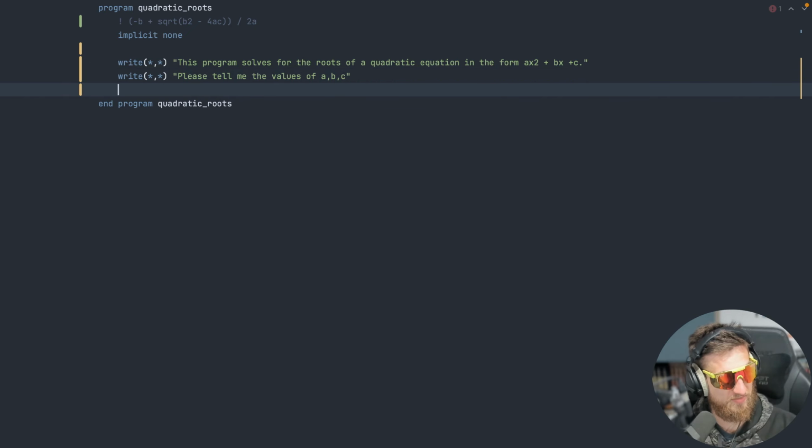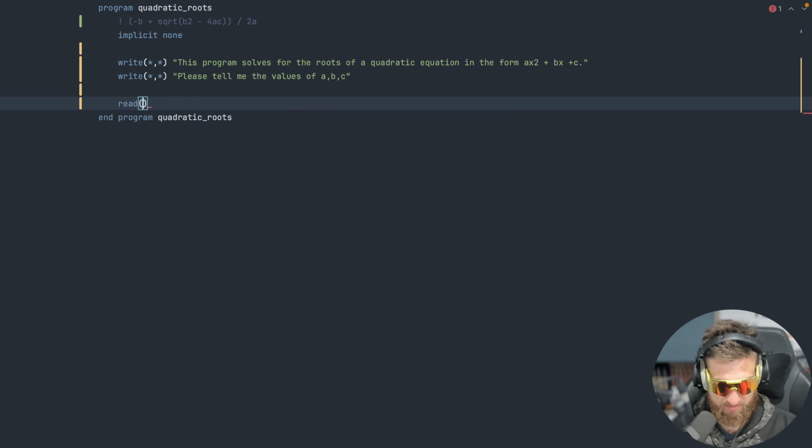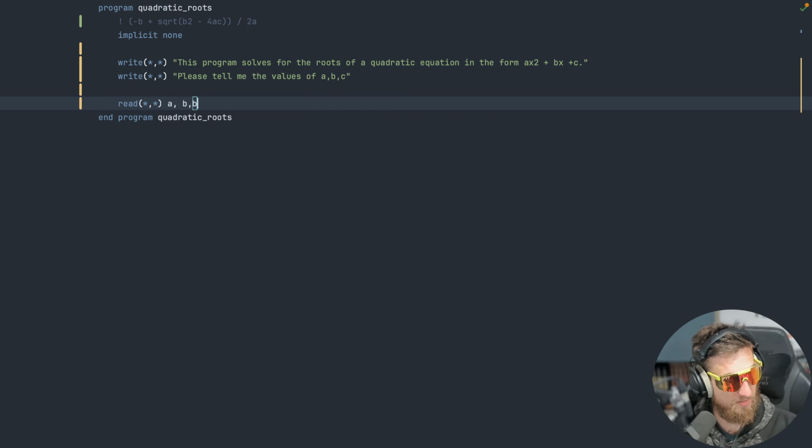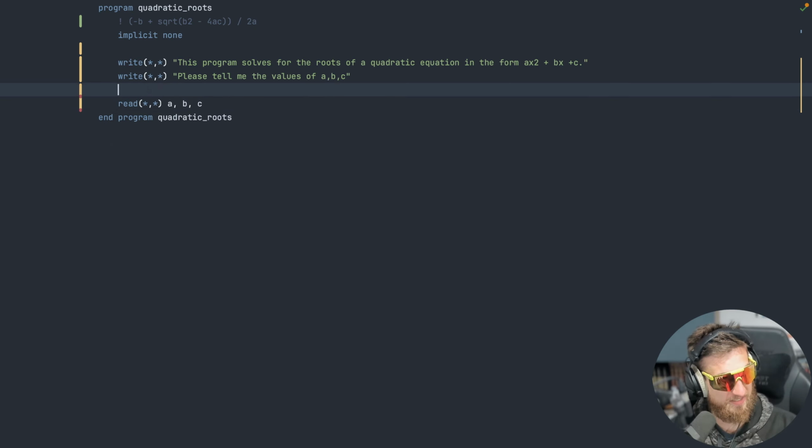And now to read those in, we basically do a read. Star is standard in, star is list-directed IO again. Read format, we can not worry about it. And then to store those, we just do A, B, and C. Whatever we read in from standard in, we're going to store in those.